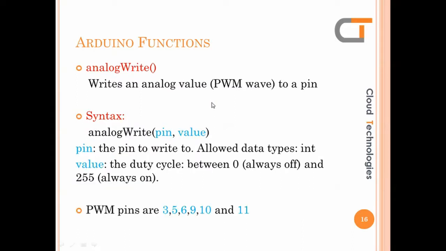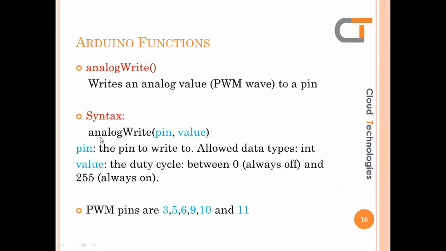Next we have analogWrite. It writes an analog value to a pin. So analogWrite will be used only for the PWM pins. PWM pins are nothing but digital pin numbers 3, 5, 6, 9, 10, 11. These will be used only when you want a PWM wave for controlling things like DC motors. Then only we have to use these pins, for controlling the speed of a DC motor or LED fading. Like that we can use analogWrite.